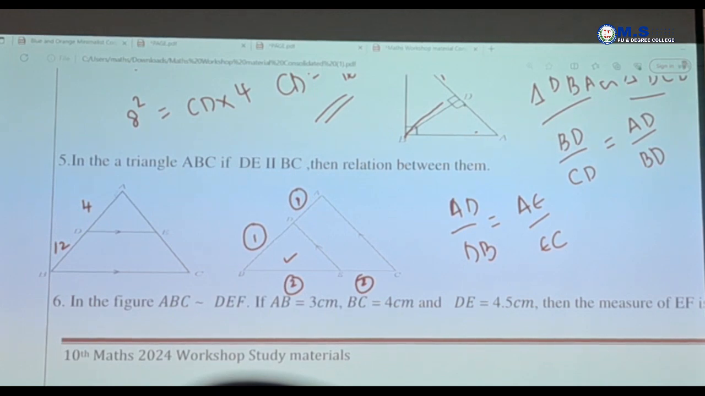Look at the screen. If AD is 4 centimeters and DB is 4 centimeters, what is EC? Can you find out? Please, see here, we know that the sides will be in the same proportion.